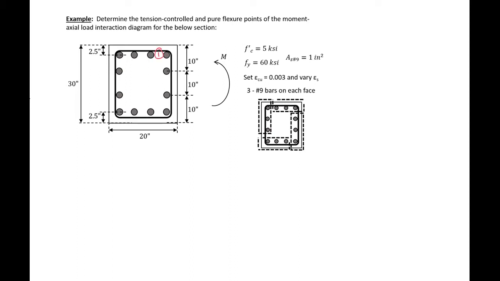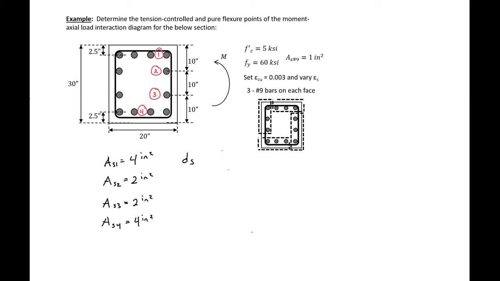So we'll call the top layer 1, middle layer 2, the bottom middle layer 3, and the very lower layer 4. Then we'll need to determine our As1, which is 4 number 9 bars, so 4 square inches, our As2, 2 square inches, our As3, 2 square inches, and our As4, 4 square inches.